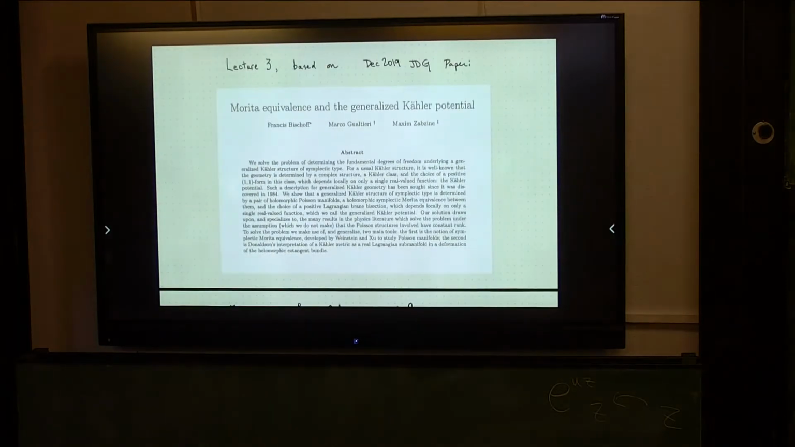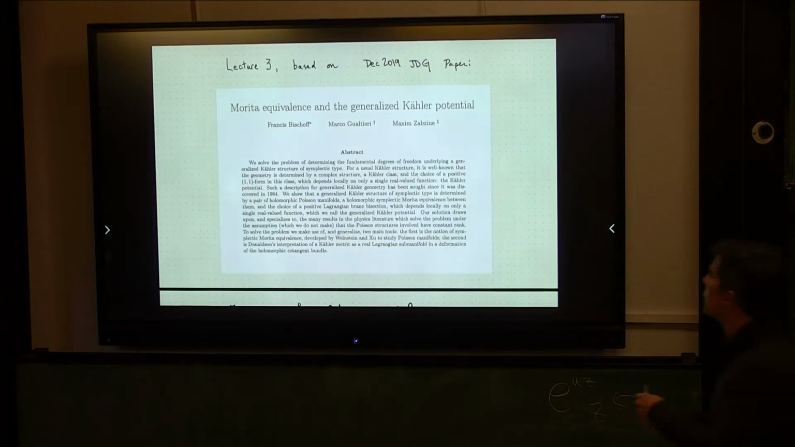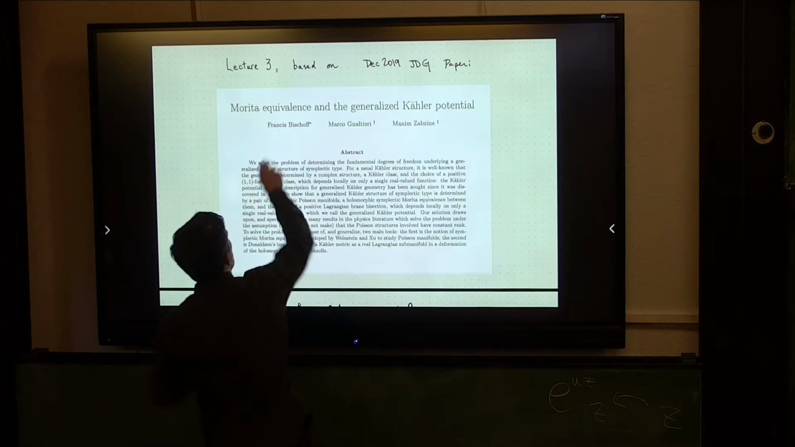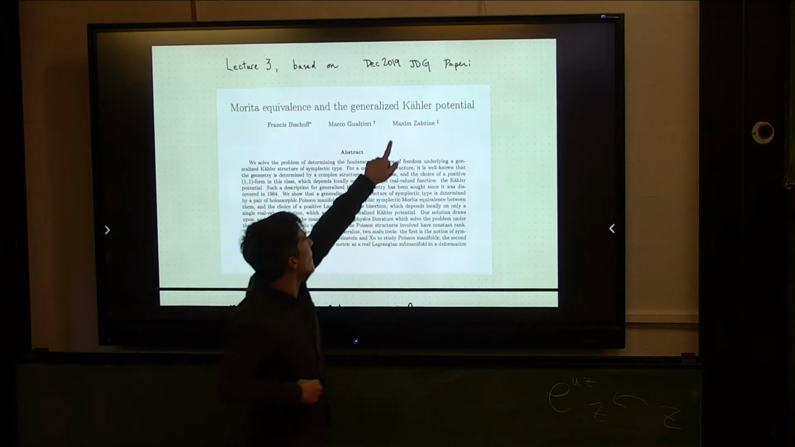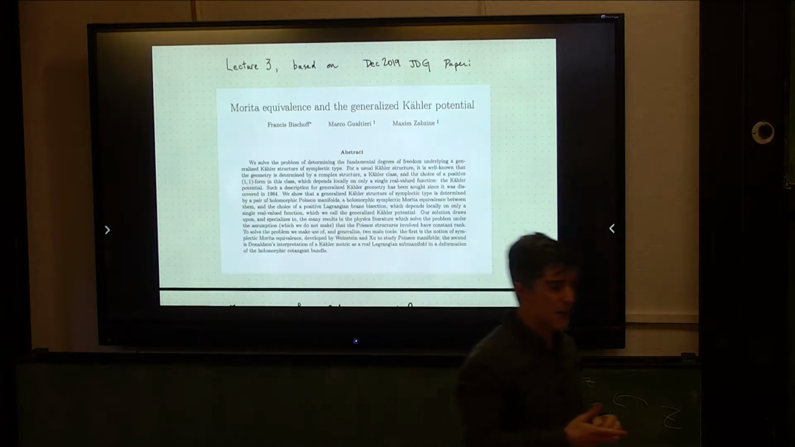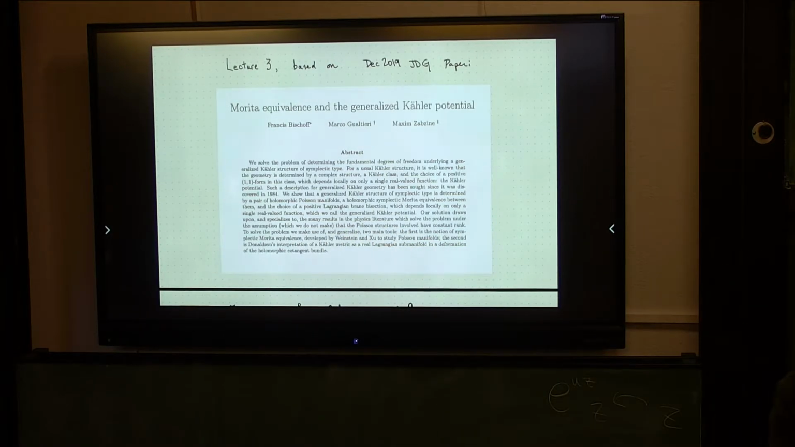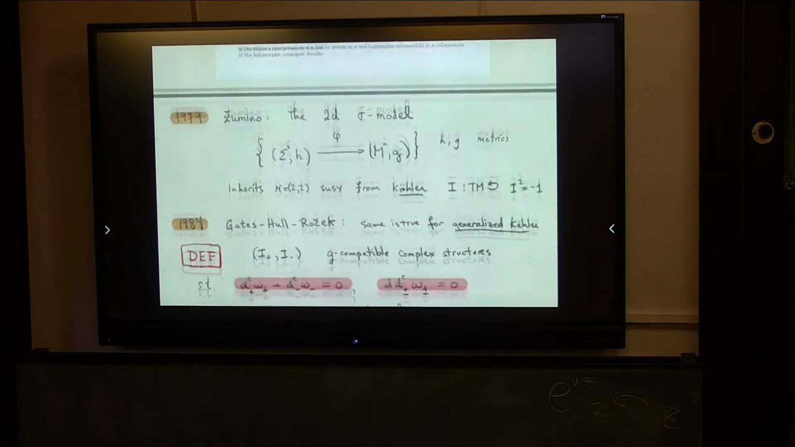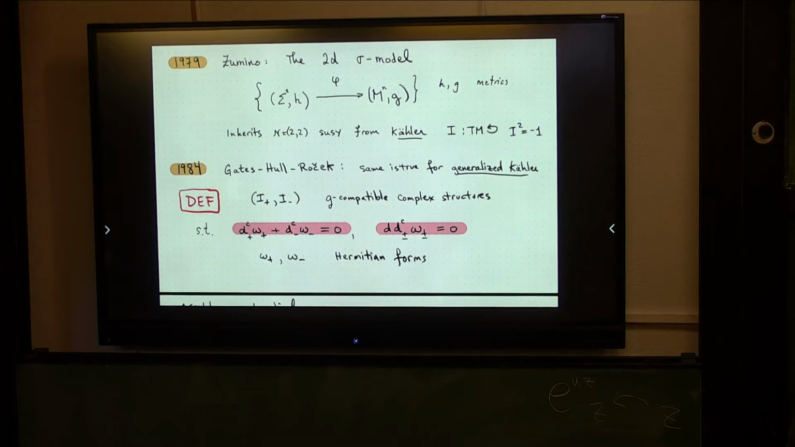Anyway, okay, so let's get to lecture 3. Lecture 3 is based on this paper that I wrote with my former PhD student Francis Bischoff and Maxim Zabzine, who is a physicist and who has worked on generalized Kähler geometry for many years. He worked with Rocek and Ulf Lindström. He was a student of Lindström, and Rocek and Lindström were together with Hull and Gates. They were the ones who were at the origin of the study of the 2,2 sigma model.